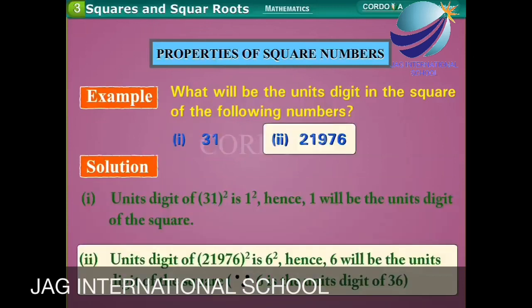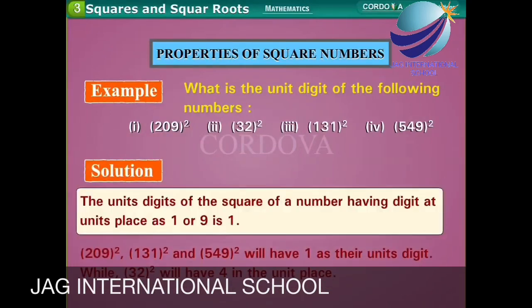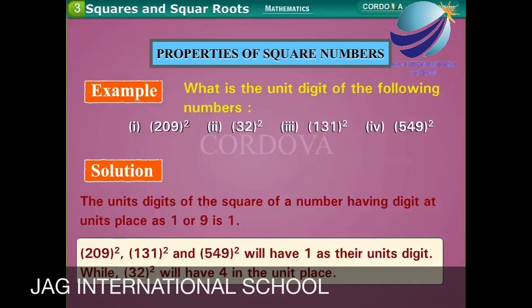The units digit of 21976 squared is 6 squared, hence 6 will be the units digit of the square, since 6 is the units digit of 36. Examples: what is the units digit of the following numbers? 209 squared. Solution: the units digit of the square of a number having 1 or 9 at the units place is 1. 209 squared will have 1 as its units digit, while 32 squared will have 4 in the units place.